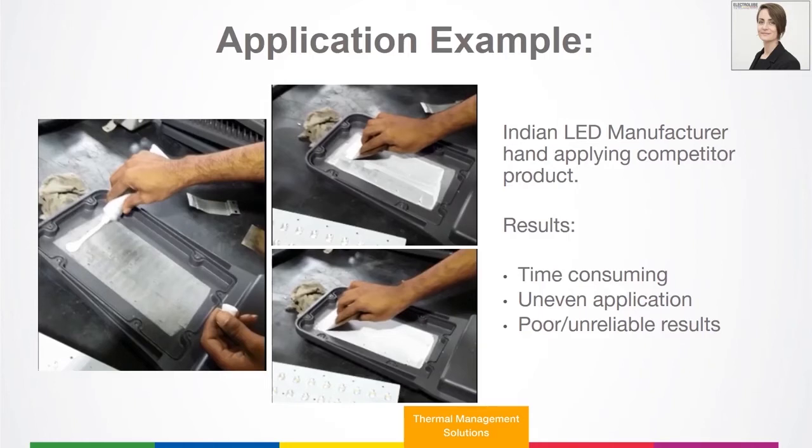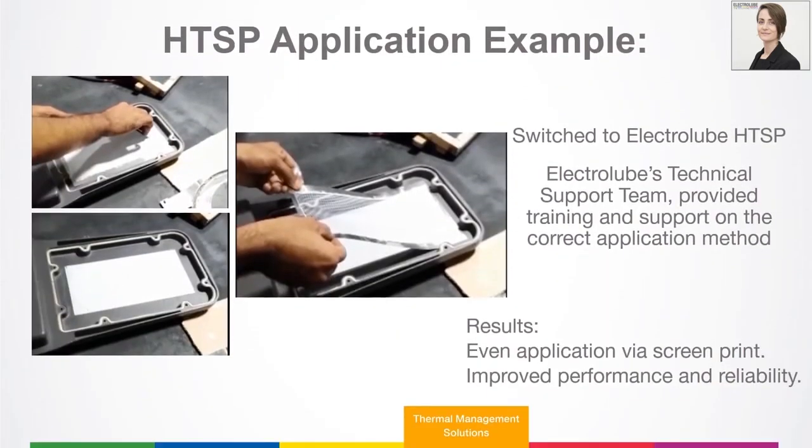Our Electrolube technical support team went in and provided training on a custom-made screen that controlled the thickness, and you can see how much better the result is there when it's finished. This is easy. Put the screen down every time. You're still essentially doing the same method, putting a little bit of paste on and spreading it across the surface, but because that screen is there, it's making sure it's applied at the right thickness every time. This improved performance and reliability and greatly sped up the application method, even though it was still manual.